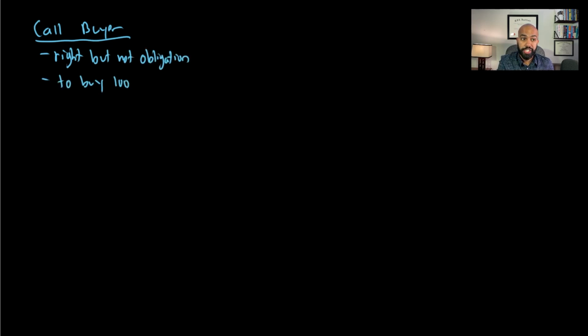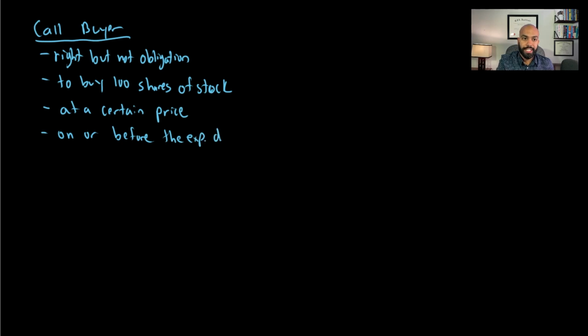There are two types of options that we're going to talk about. There is the call option and there is the put option. So let's talk about the call option. So the call option gives the buyer the right, but not the obligation, to buy 100 shares of a certain stock at a certain price on or before the expiration date. So this is from the buyer's perspective.